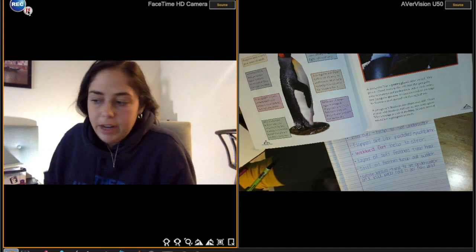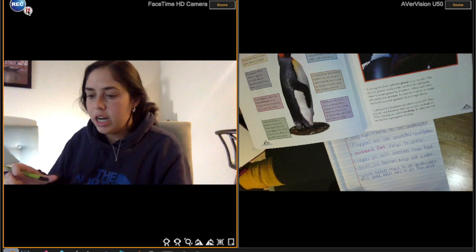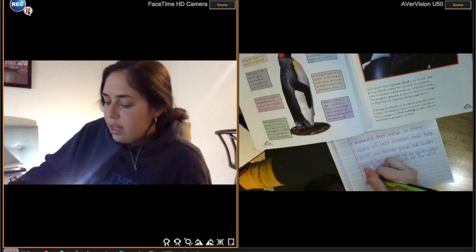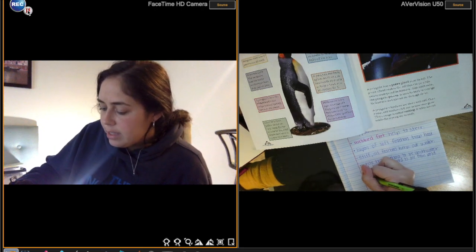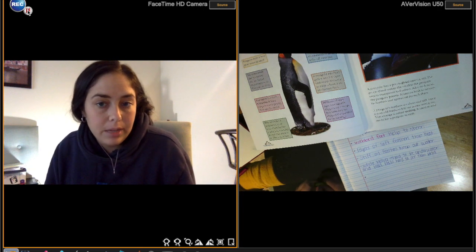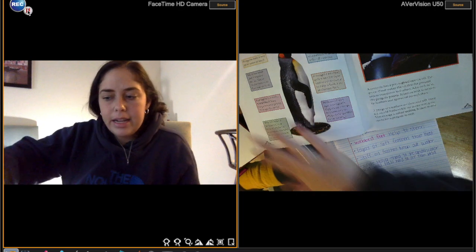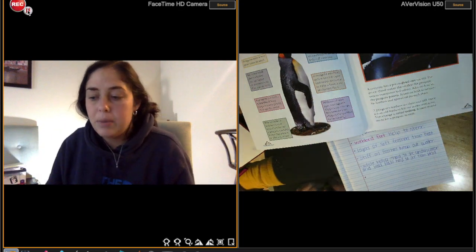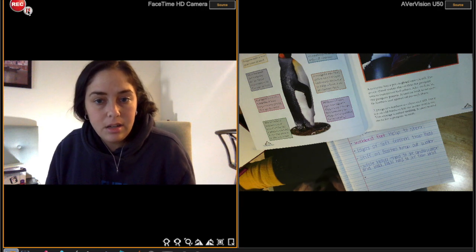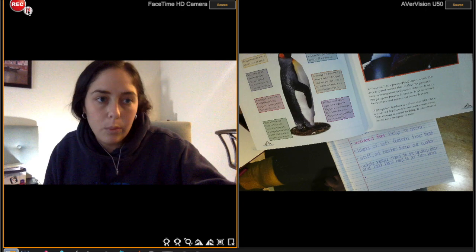So now that I've read this entire section on a penguin's body, I can go ahead and start taking notes. As I go, I'm going to think to myself, is this important for me to understand and be able to teach about the penguin's body, or is it something that I don't really need to include? Because we don't want to write every single word down that we see on the page. So I'm going to go ahead and take notes, and I'm going to think about, do I already have this or not? And then I'll show you my notes once I'm finished.